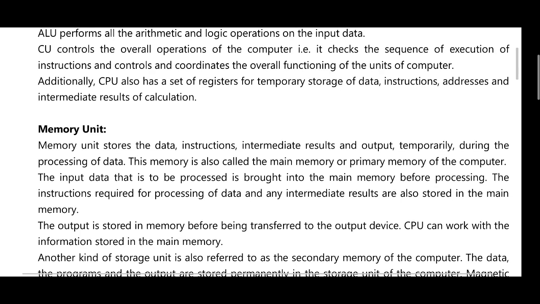The memory unit stores data with the intermediate results. The output is stored in the memory before being transferred to the output device. The CPU can work with the information stored in the main memory.